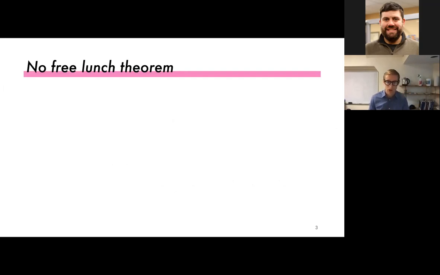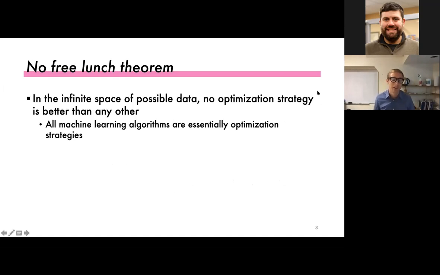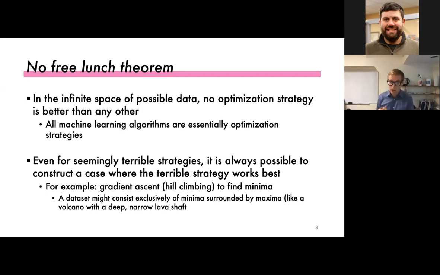But this brings up the no free lunch theorem, which is one of my favorite theorems in machine learning because it saves you a lot of fear of missing out on all the latest greatest methods. The no free lunch theorem proves that in the infinite space of possible data sets you could encounter, no optimization strategy is better than any other strategy. And all machine learning algorithms are basically just different optimization strategies to try to optimize some kind of function that learns the relationship between your inputs and the thing that you're trying to predict. So what that says essentially is that no machine learning algorithm is better than any other machine learning algorithm across all possible problems. So even technically, for seemingly terrible strategies, you can find a case, a data set, where the terrible strategy works best.